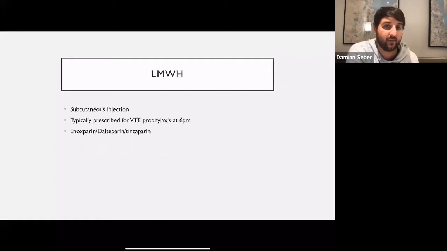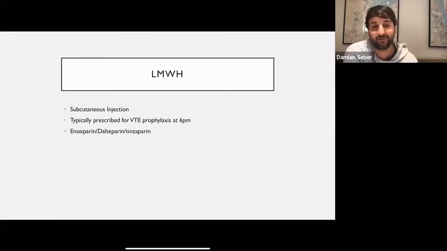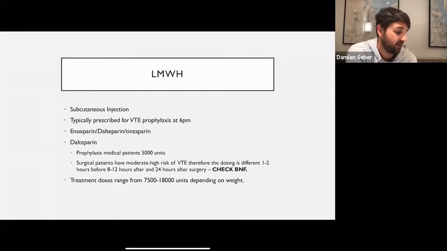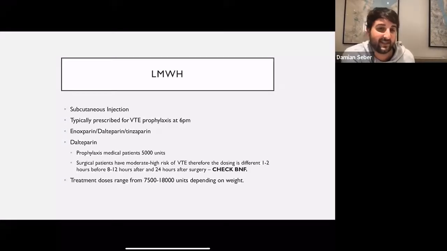So low molecular weight heparin, it's a subcutaneous injection, and you guys have obviously been on the wards in your 4th years, but it's usually given at 6 p.m. They're the 3 main drugs in and around Liverpool, really. Pick one and learn how to prescribe one, and then you don't have to remember the others. So I use dalteparin. I find it easier.